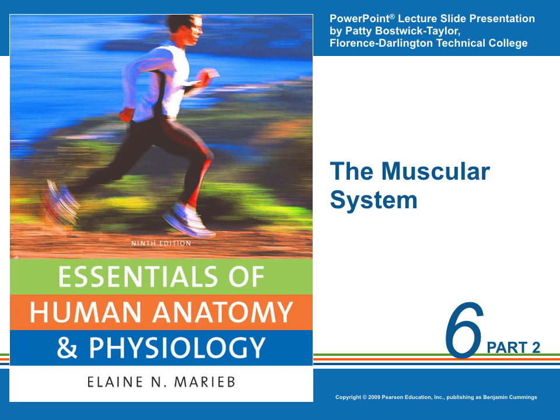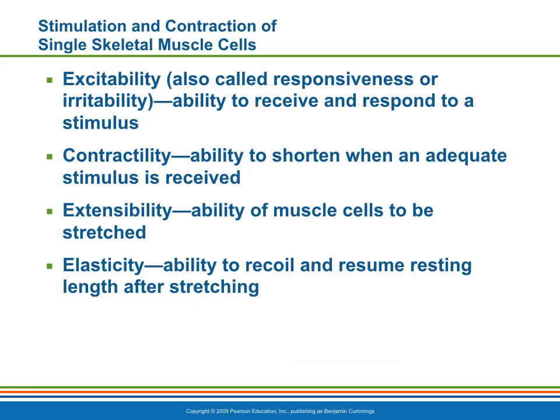Here we are moving on to the muscular system, Chapter 6, Lecture number 2. Muscle cells have some special functional properties that enable them to perform their duties. The first of these is irritability, also termed responsiveness, which is the ability to receive and respond to a stimulus. The second, contractility, is the ability to shorten when adequately stimulated. This property sets muscle apart from all other tissue types.